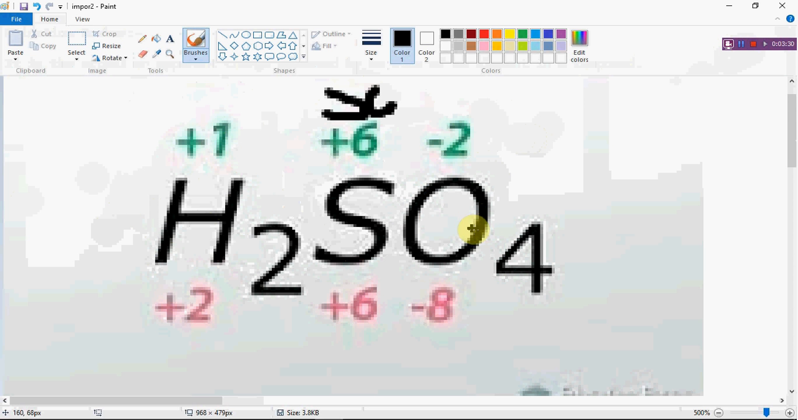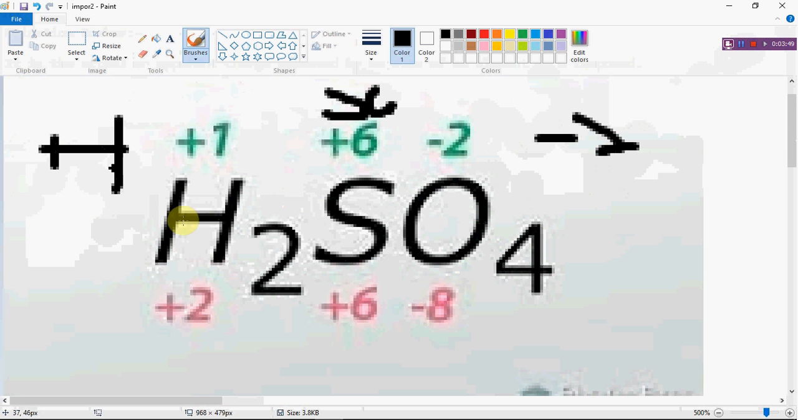In any compound, H or hydrogen is always +1, and oxygen is always -2. Every time, every single time. Doesn't matter what the compound is, hydrogen has to be +1. Oxygen has to be -2. So knowing this, we can find out sulfur's oxidation state, which is 6, or X as we've taken it.